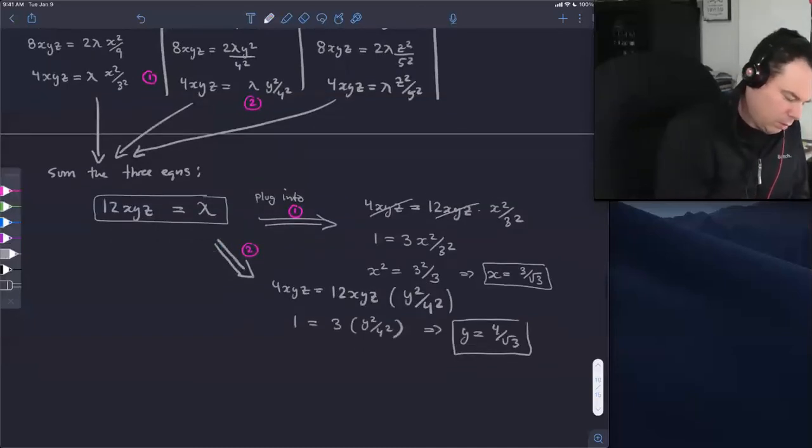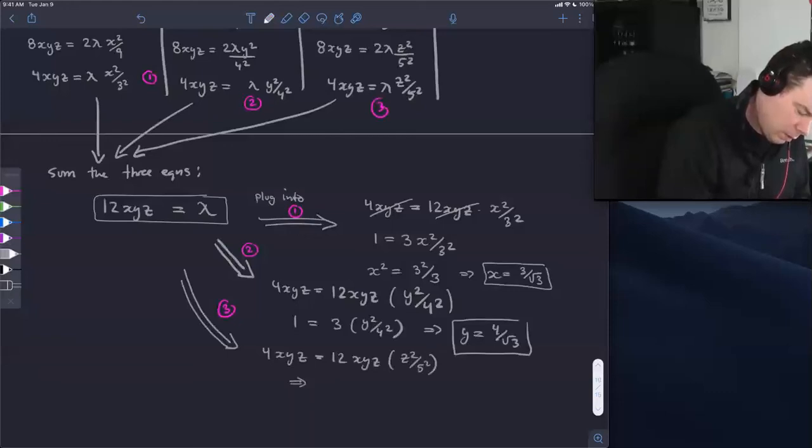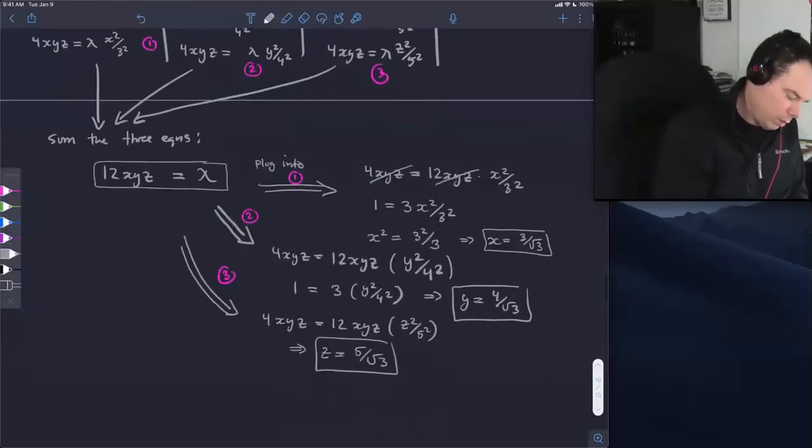And we can do the same thing. Plug into equation 3, and we get that 4xyz is equal to 12xyz, z squared over 5 squared. And that gives us that same argument, z is equal to 5 over root 3. And so we found our point. Therefore, x, y, z, the dimensions of that box are 3 over root 3, 4 over root 3, and 5 over root 3.